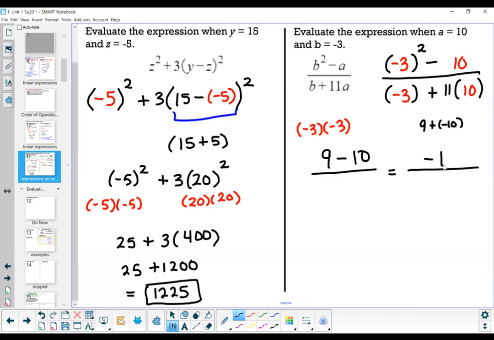Now in our denominator, we have to multiply first. So multiply the 11 times the 10. So that gives us 110. Then you want to do -3 plus 110. So you subtract 110 minus 3, which is 107.